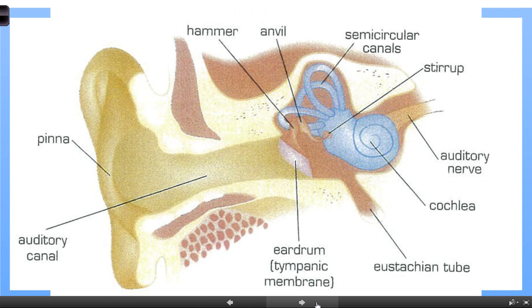So those are the structures of the ear. I think most of you will have this diagram. So those are the ones you need to know. And again, for this upcoming test, guys, attention to detail. So try to learn all the structures you've got there.